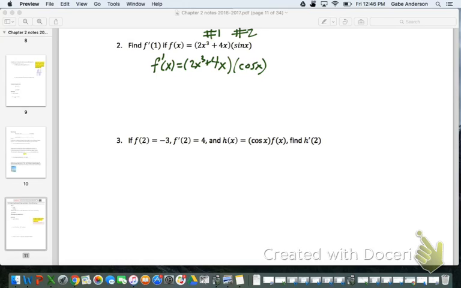Sorry. So 2x cubed plus 4x times cosine of x, so that's 1d2, right? Plus 2d1. So what's 2? Sine of x, right? And then d1 is where we got to do a little bit of work. McKenna, what do you think about d1? 6x squared plus 4.